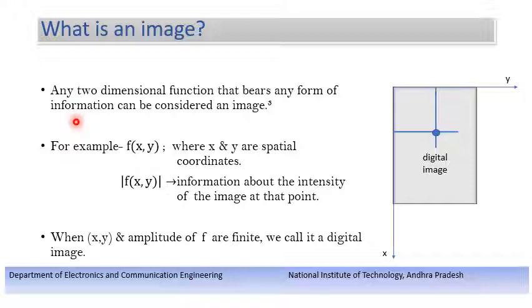In general terms, any two-dimensional function that bears any sort of information can be considered an image. Let us take for an example a function f of x, y where x and y are two independent variables in space and the magnitude of the function f of x, y gives us information of intensity of the image at that point. Since x and y can assume infinite number of values, we need to restrict the values so that it can be stored in a system having storage constraints. Thus, we convert the values of x, y and the magnitude of the function to be finite.